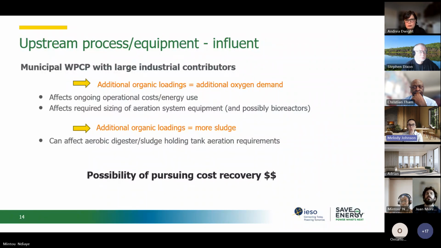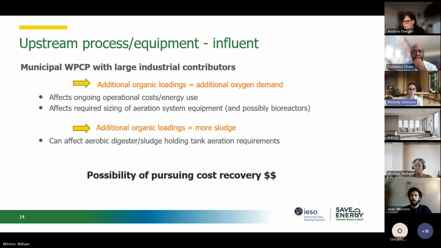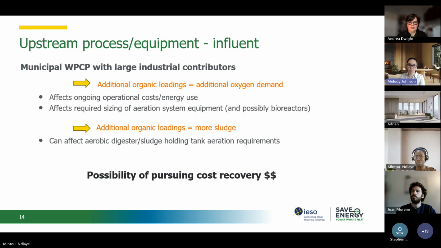In addition to the oxygen demand, additional organic loadings mean more sludge, which means if you have aerobic digesters, more aeration demand in those digesters, as well as potentially just needing larger tanks. So all of these can increase your operational cost. It can move forward your timing for plant expansion. And so there's always the possibility of pursuing cost recovery in the form of some type of surcharge agreement.